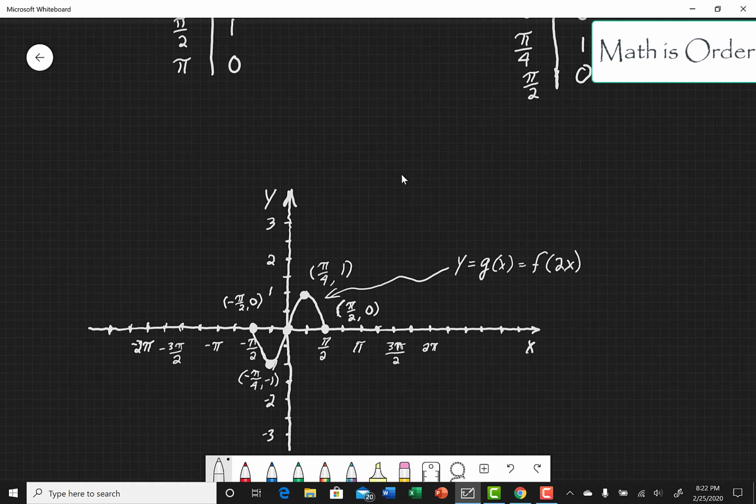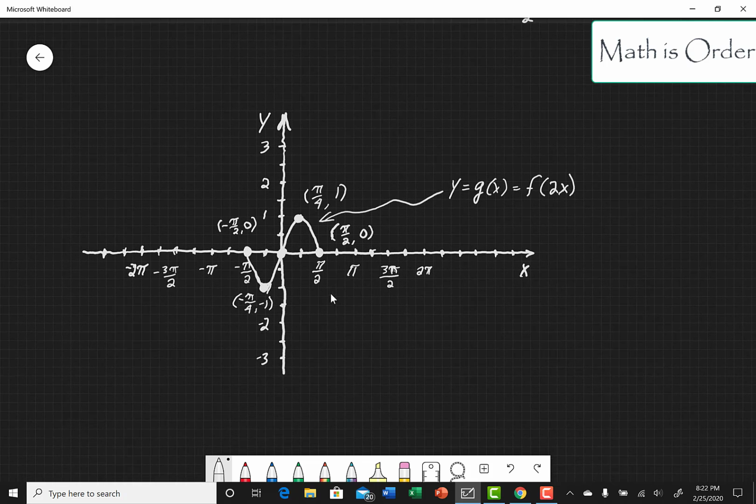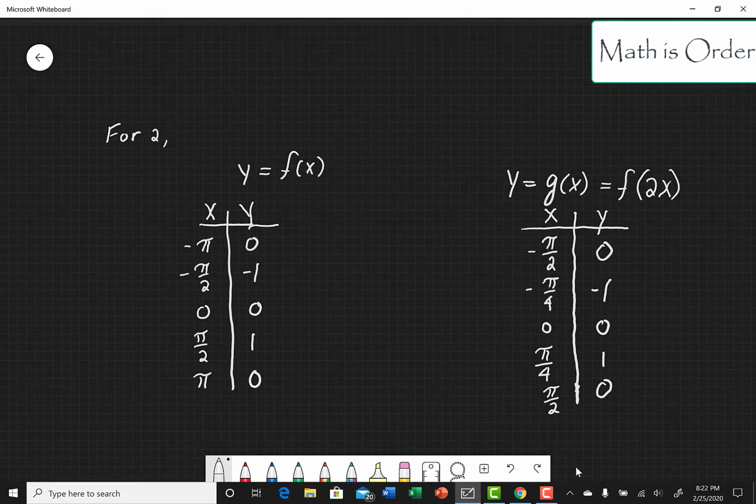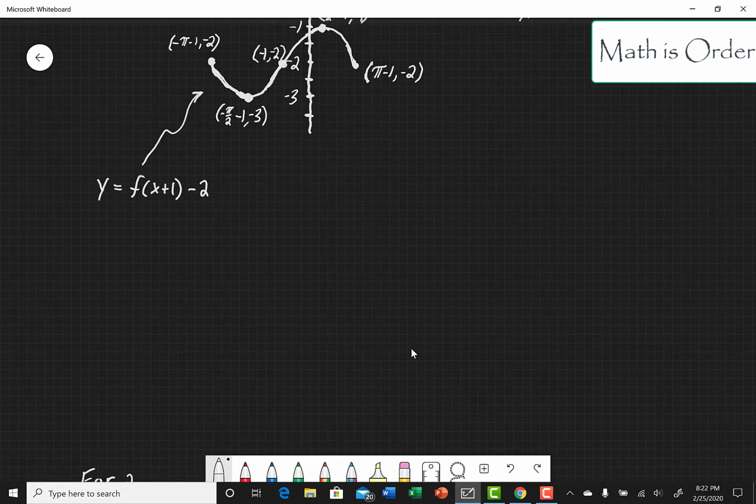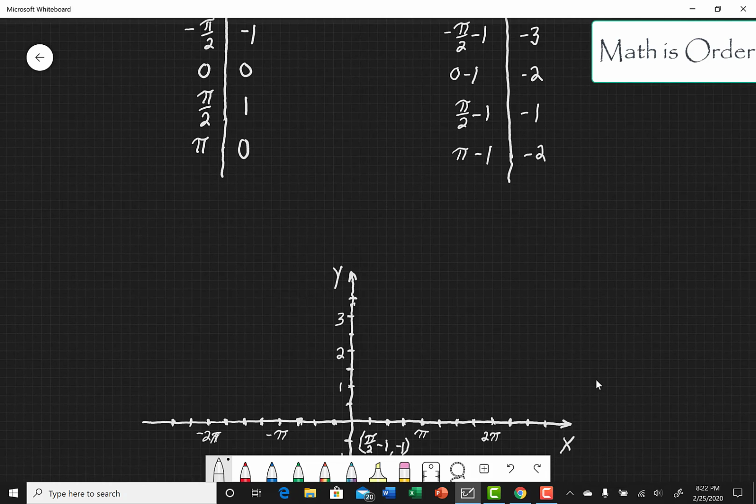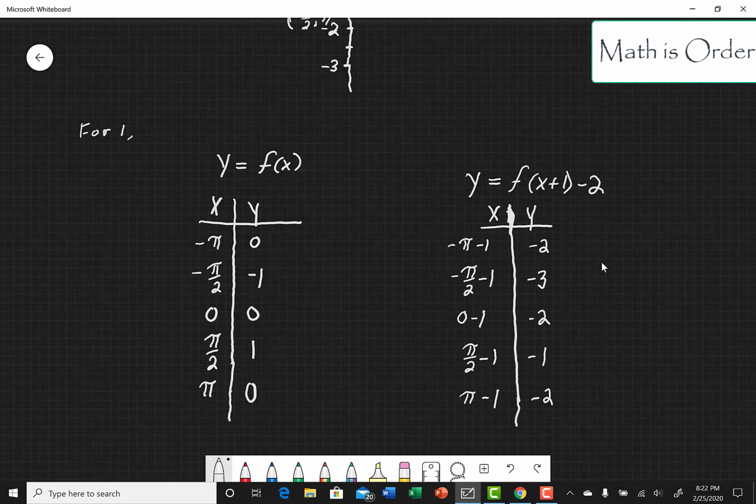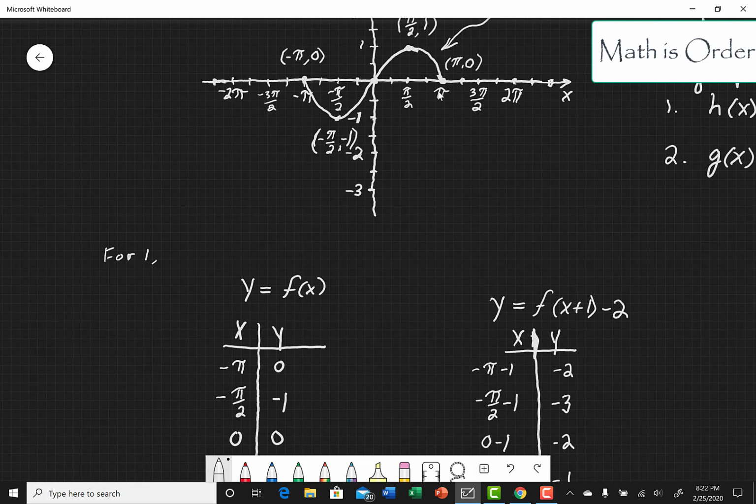And here is the final graph, and you can see that it is compressed horizontally. Right? Now its domain is negative pi over 2 to pi over 2 when its original domain was, see here, negative pi to pi. So it's got squeezed or compressed, I should say, horizontally.